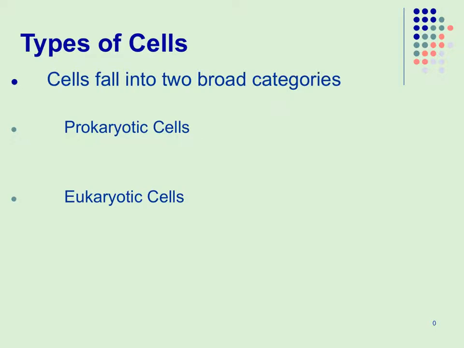We left off talking about the cell theory in the last video, and we said that all living things are made up of cells. So in this video we're going to look at the different types of cells. In biology we like to classify things, so cells can be broken down into two groups.